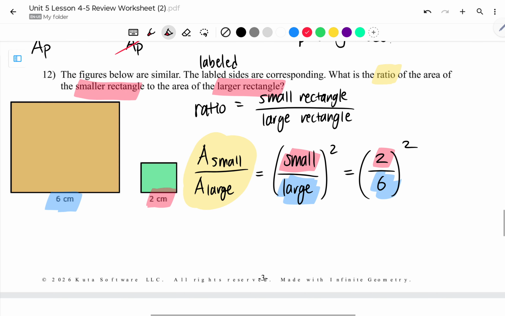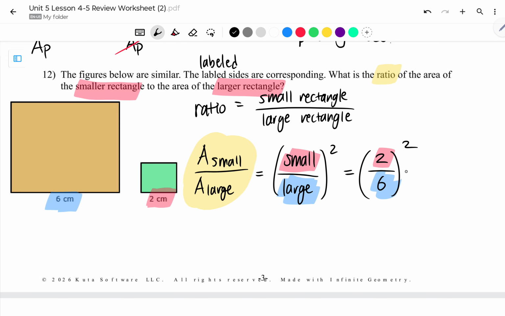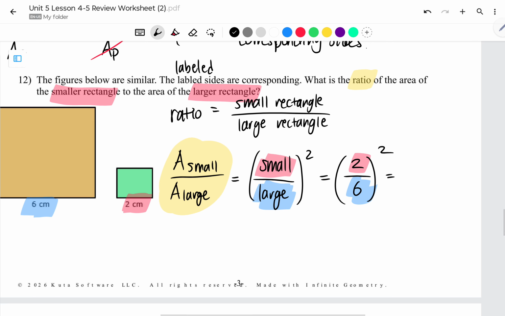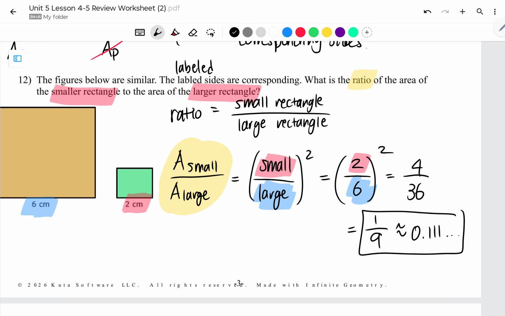Okay. And I'm going to do my best to just simplify as much as I can. Right? So 2 squared, that's 4. 6 squared, that's 36. 4 over 36, that's 1 over 9. Okay. 1 over 9, if you want to write that as a decimal, that's going to be like 0.111, and it keeps on going.